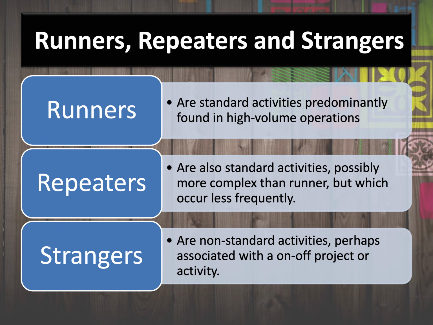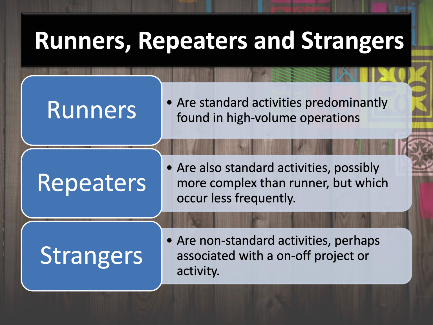So runners is basically standard activities, predominantly found in high volume operations, such as if you go to a bank, for example, you're going to ask for the balance of your bank account. It is something that happens as standard, so it could be at any organization. Sometimes the organization might have one or two, or maybe all three mix of runners, repeaters, and strangers. So we're going to go through the example after this.